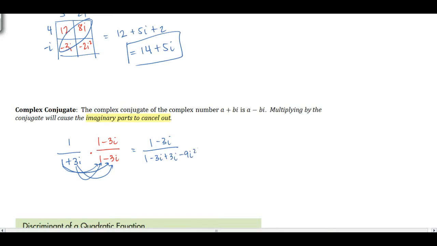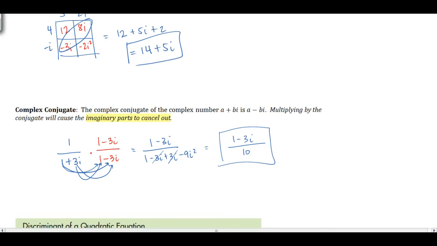But why is that so cool? Your denominator now has no i's in it. So 1 minus 3i, but look at the denominator. The 3 i's canceled each other out, and i squared became -1, so that's really a +9. So this is all over 10. And you have just rationalized the denominator.